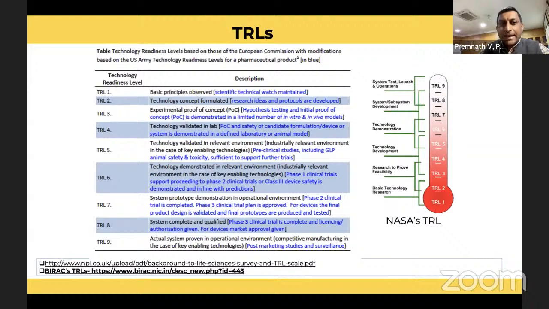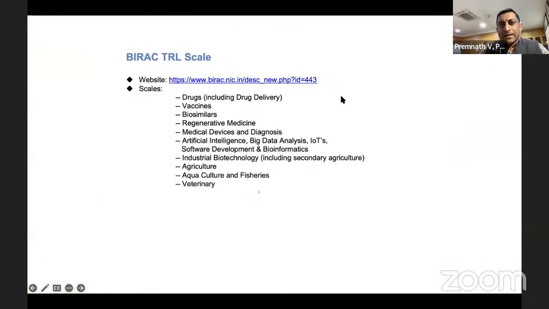Usually, you want to progress, and the technology readiness level is also an indicator of how you're progressively de-risking it. In BIRAC's website, you will find a TRL scale for multiple domains. You can look it up, just Google for BIRAC and TRL scale. And when you're defining your projects, this is a useful guide to tell you how you want to de-risk.